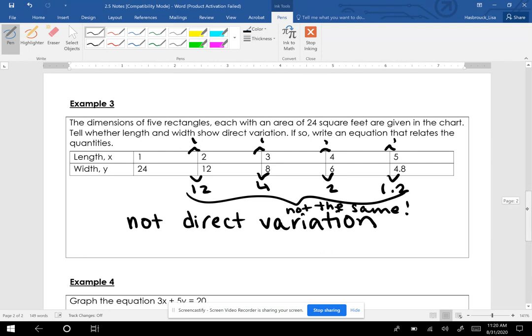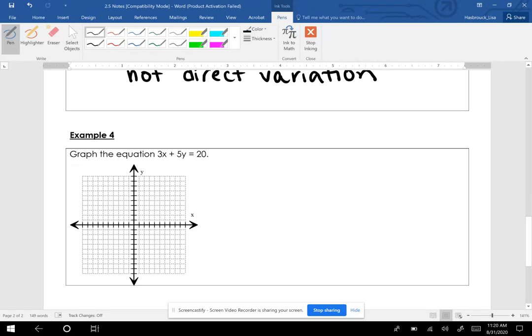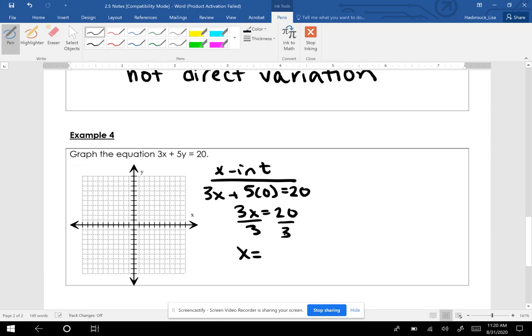Okay. In example 4, it says graph the equation 3x plus 5y equals 20. So this you also saw standard form in the previous section when we were graphing in 2.4. Remember, there's 2 ways you can figure it out. I'm going to go ahead and find the x and y intercepts to do it. So for the x-intercept, I'm going to make y 0. 3 times x plus 5 times 0 equals 20. I'm going to solve for x. So 5 times 0 is 0, so I get 3x equals 20. Divide by 3. X equals, 3 goes into 20 6 times, and you have 2 left over. So it's about 6 2/3.